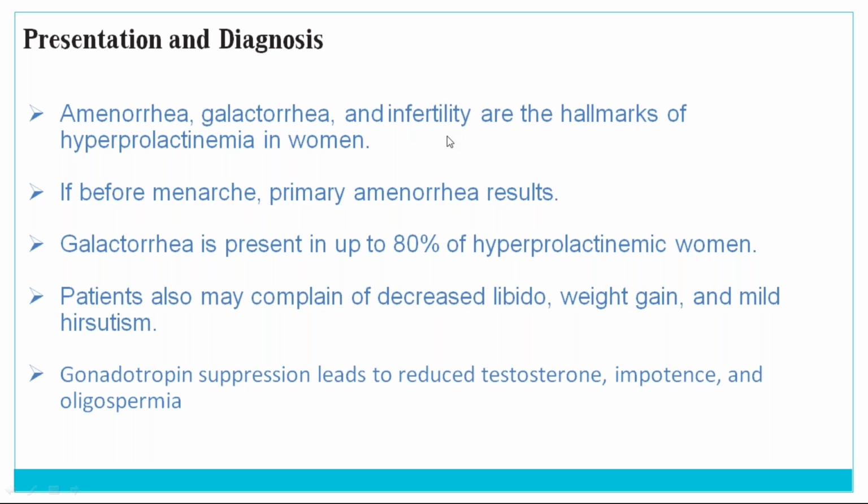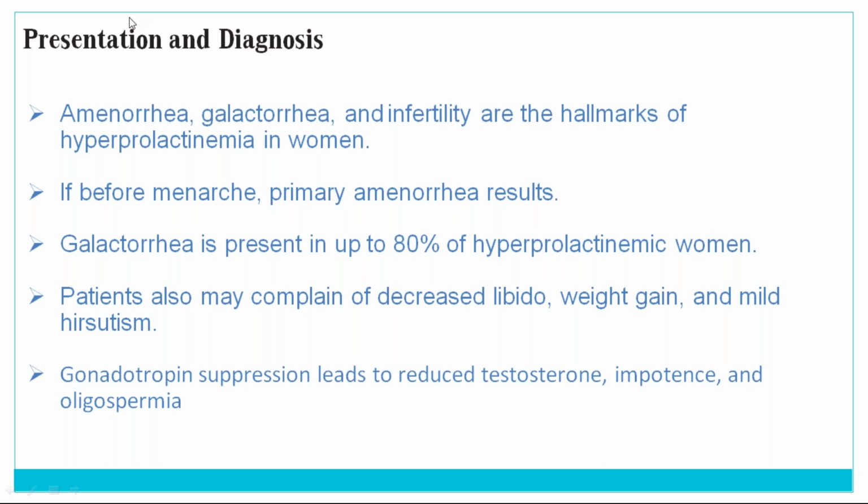So a reproductive age group female will come to you with a problem of infertility. Then you should check the prolactin levels, and you should ask for the other two symptoms like amenorrhea and galactorrhea. If a reproductive age group female is coming to you for infertility, then you should ask whether she is having any galactorrhea and amenorrhea. Okay, and then you should go for the levels of prolactin.